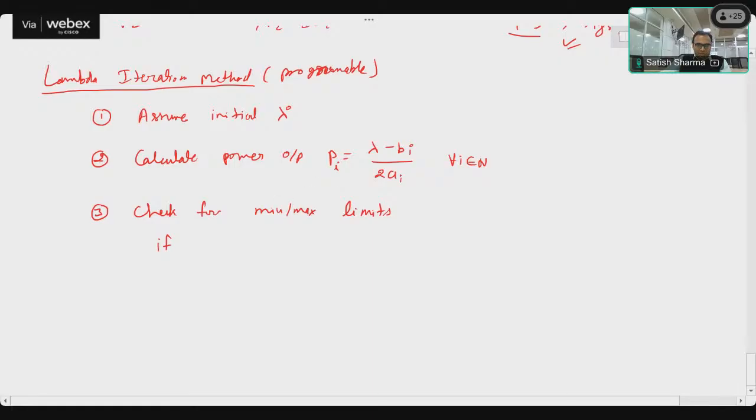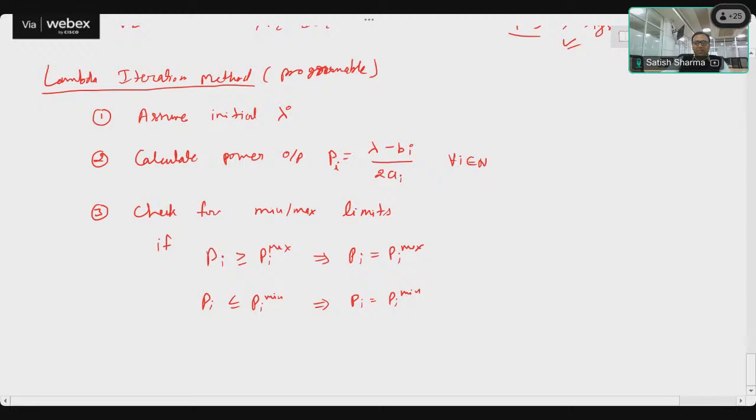But now let's again come back to the limits. If P_i is more than or equal to P_i max, then I will enforce this limit and put P_i equal to P_i max. If P_i is less than P_i min, in this case I will keep P_i equal to the P_i minimum value. And otherwise, if it is within the range, we will keep that particular value.